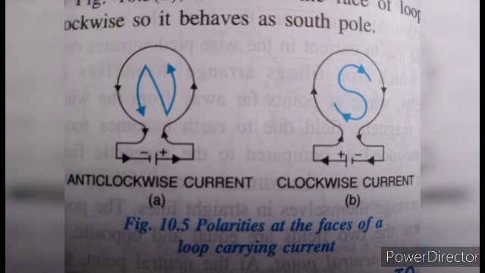The next is clock rule. The polarity at the two faces of a loop depends on the direction of current in the loop. Looking at the face of the loop, if the current around the face is in anti-clockwise direction, the face has a north polarity, while if the current at the face is in clockwise direction, the face has a south polarity. So this is your clock rule.